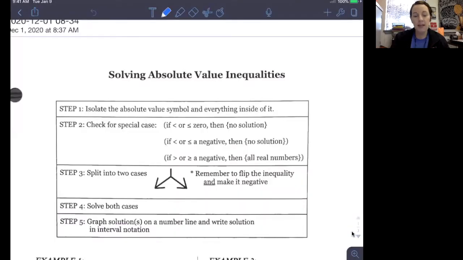There are just a couple of extra special cases that we have to watch for, as well as something that we have to remember to do as we're splitting up our two cases when we're solving. So here are the 5 steps that we're going to work through. Let's just start with example number 1.